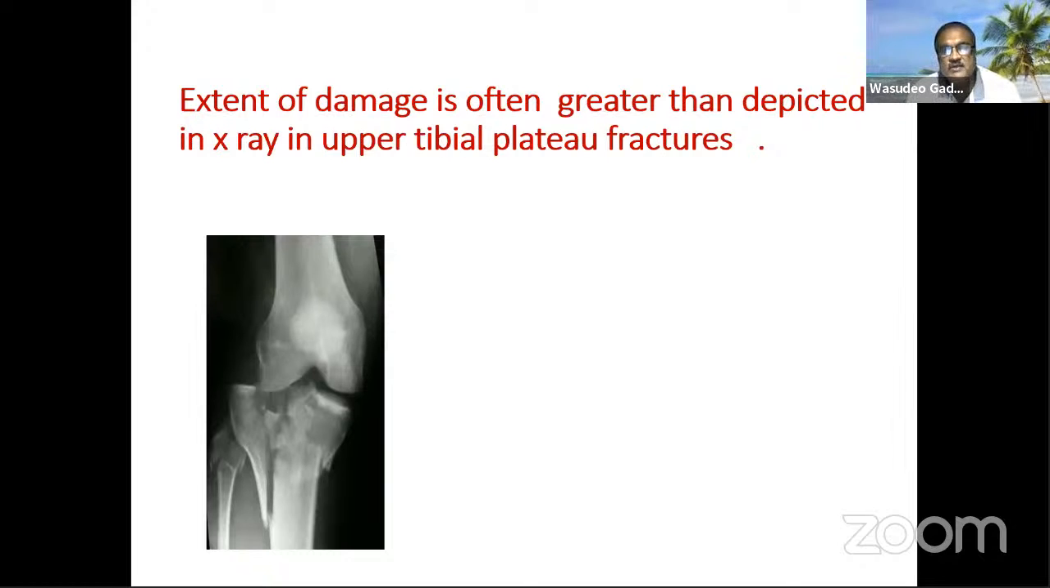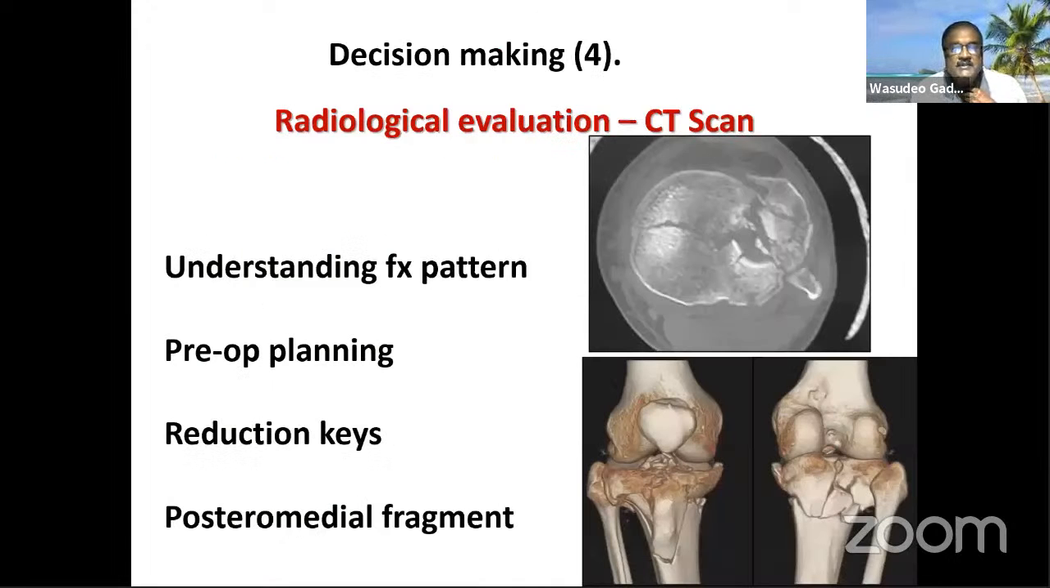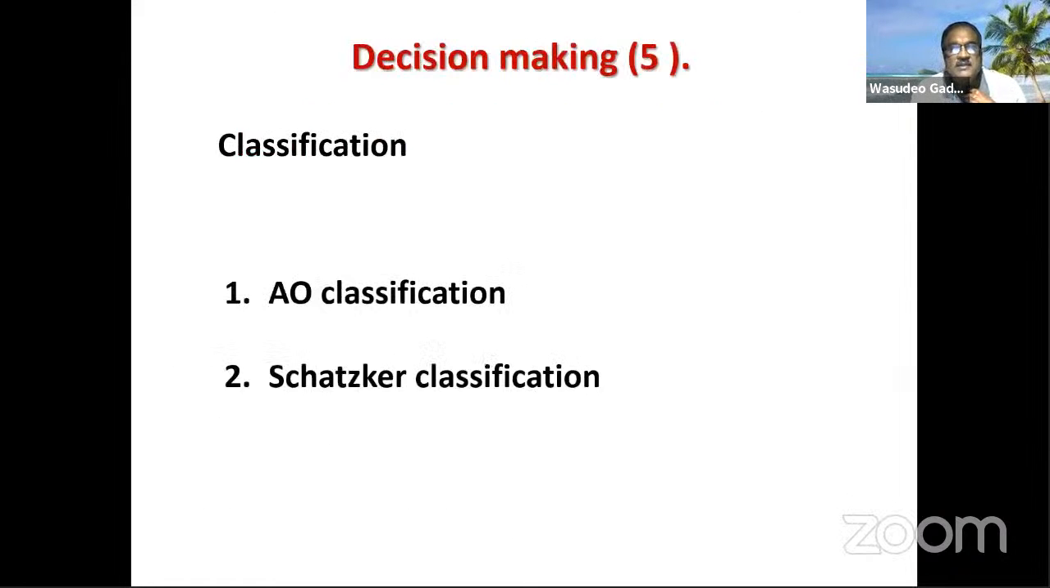The extent of damage is often greater than depicted in the X-ray in upper tibial fractures. Hence, CT is mandatory before you plan. Decision making four: radiological evaluation is a must. Understand the fracture pattern, preoperative planning, reduction keys, and posteromedial and posterolateral fragments. Decision making five: classification.